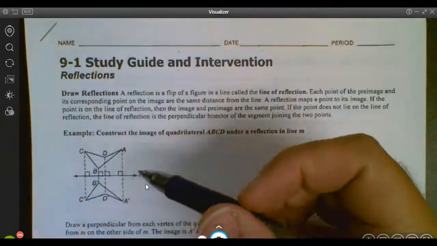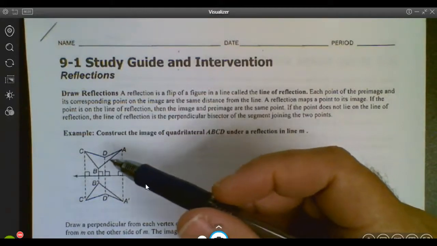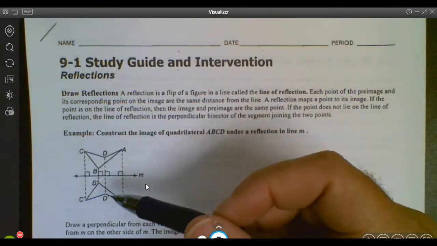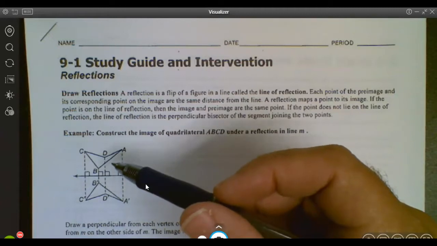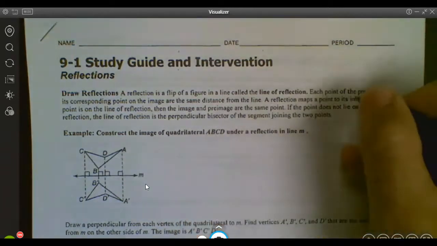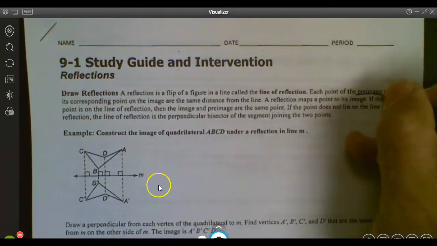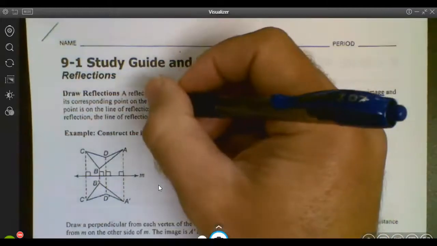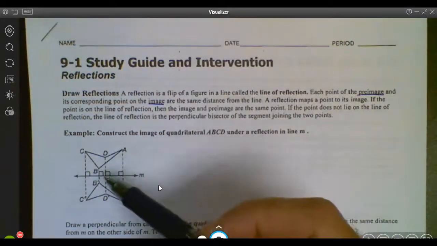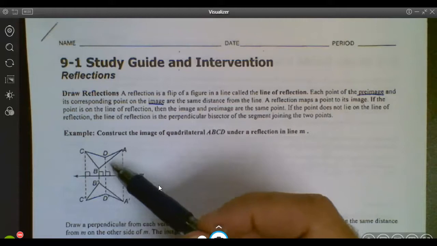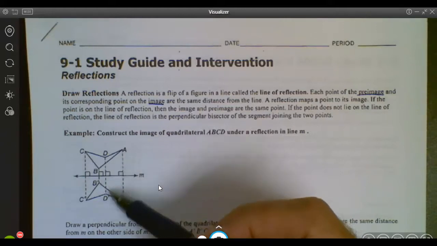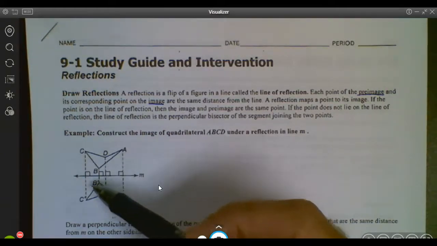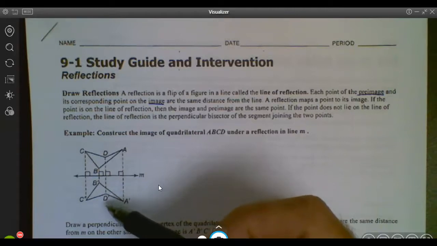The other thing is the object that you start with versus the object that you end with. So the one that we start with, the original object, we call the pre-image. That's this one right here. So the pre-image is what you start with, and the image is what you end with. So in this case, if we started with A, B, C, D, that would be the pre-image. And the object of reflection would be the image.